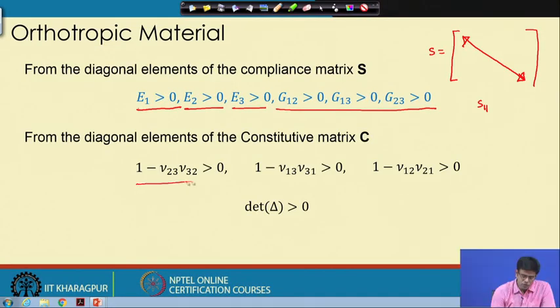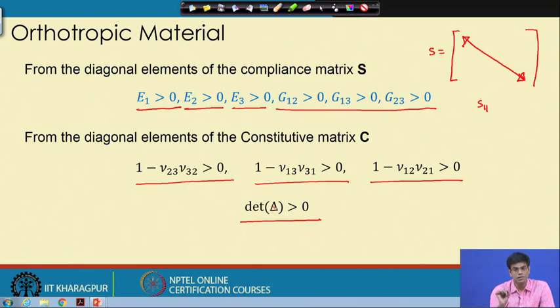Now, if you remember the diagonal entries of the constitutive matrix or the stiffness matrix C, then we can also say that this quantity will be greater than 0, this quantity will be greater than 0 and this quantity will be greater than 0. Additionally, the determinant of delta has to be greater than 0. So, C11 is essentially (1 minus nu23 nu32) by E2 E3 delta. So, E2 E3 we have already proved greater than 0.